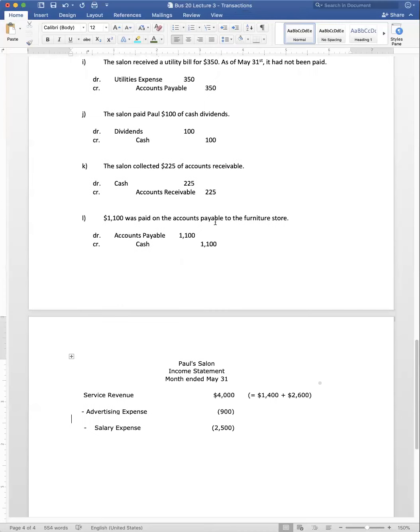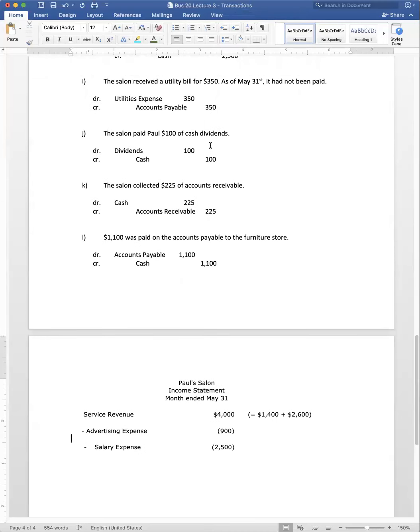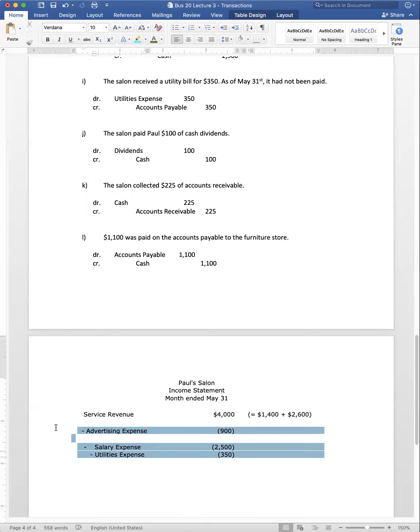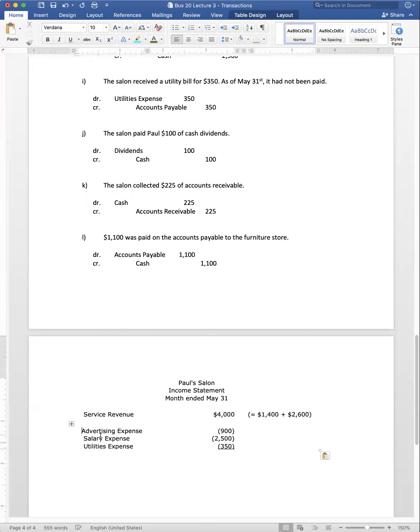And then there was one more expense, utilities expense. Looks like we have utilities expense of $350. So we'll put that in as well. All right, so our expenses here, let me neaten this up a bit. We're going to have advertising expense and salary expense and utilities expense.